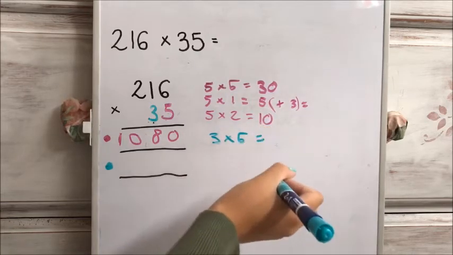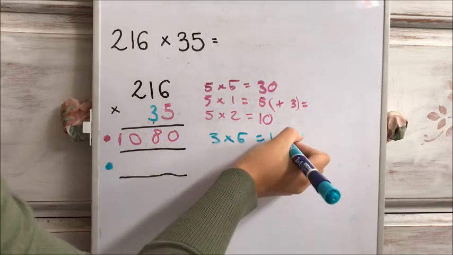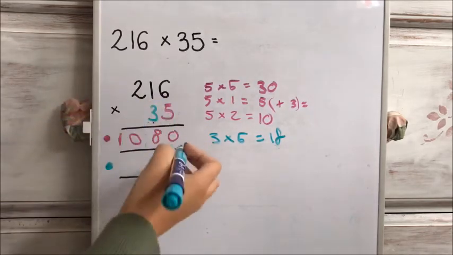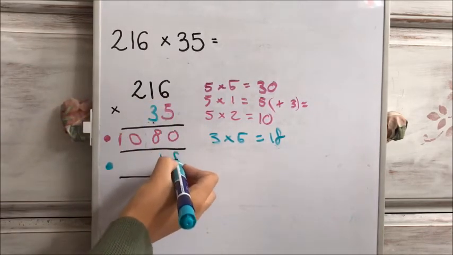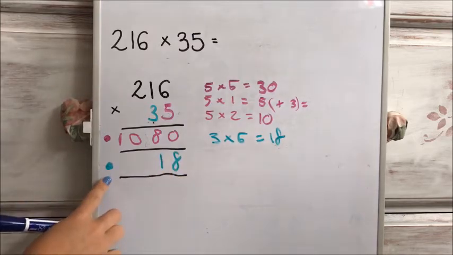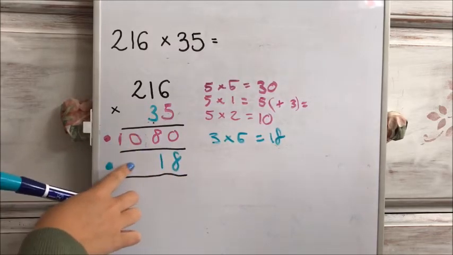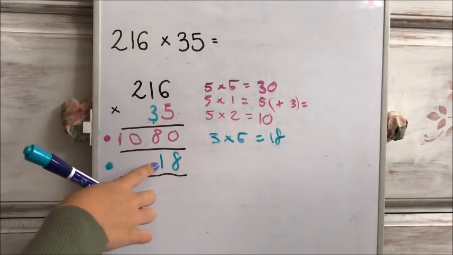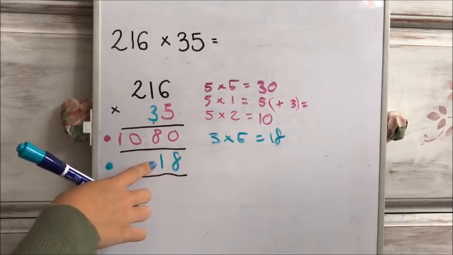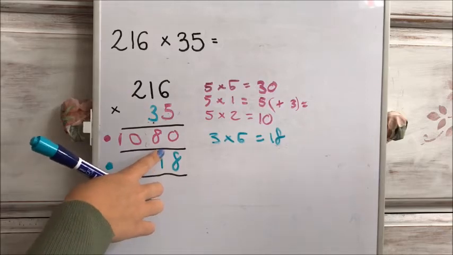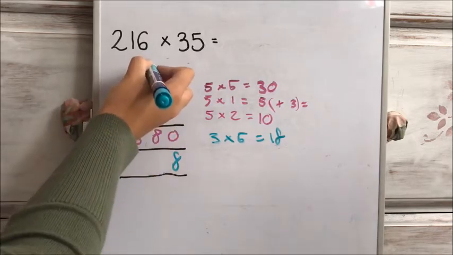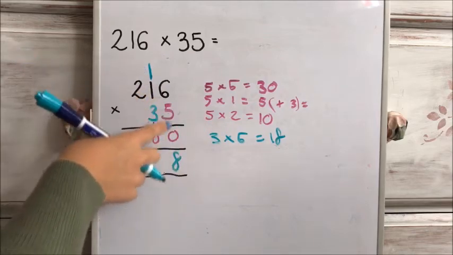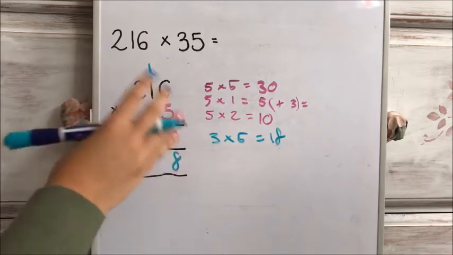3 times 6 is 18. Lovely. So we'd write 18 in the blue row. I've left 2 rows, one for the pink, one for the blue. So we'd write 18. However, much like with the pink one, we can't leave this 1 here because it is going to get in the way. So what we do is we rub it out and instead write it on the top. Once again, it is exactly the same because it's still 10 and 8. We've just split it up.